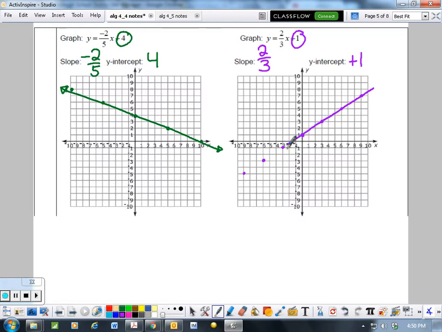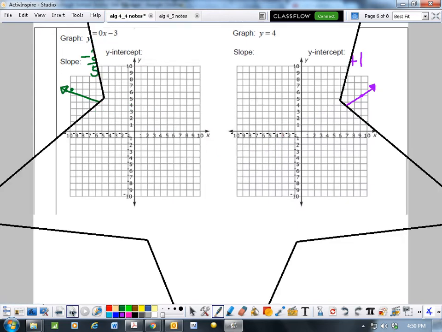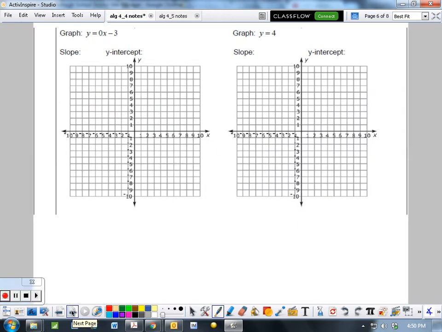And again, the line is an accurate representation of all solutions to that equation. We want our answers to be as accurate as possible, so we want our line to be as accurate as possible. Okay, next one.